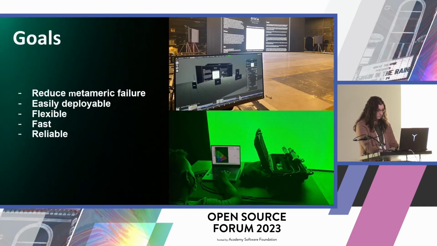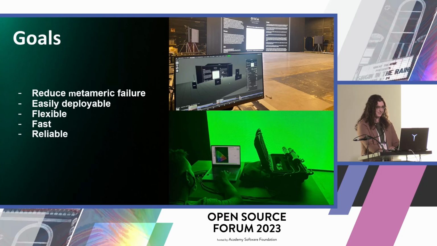We had a few technical goals and system constraints to operate under. The first one being to reduce that metameric failure between camera and LED wall with non-destructive and repeatable color transforms, because there's lots of ways to solve this problem, but not a lot of ways to do it such that you don't damage the image that's being captured, or you make sure you don't limit the ability to repeat it downstream. We need it to be easily deployable without any specific calibration equipment.